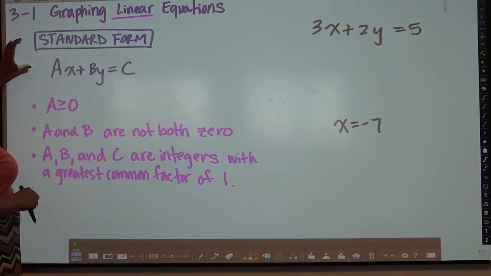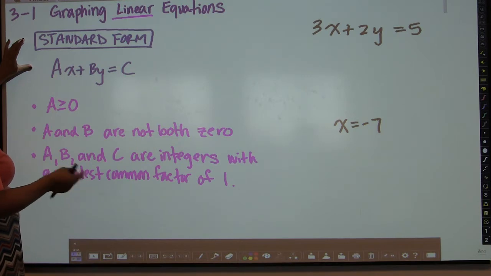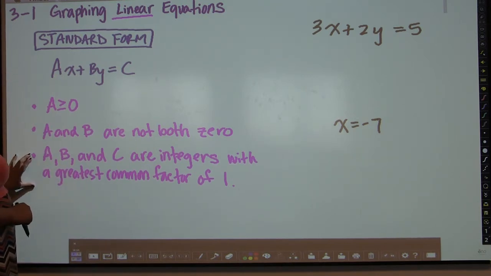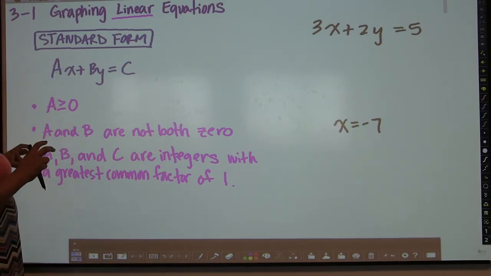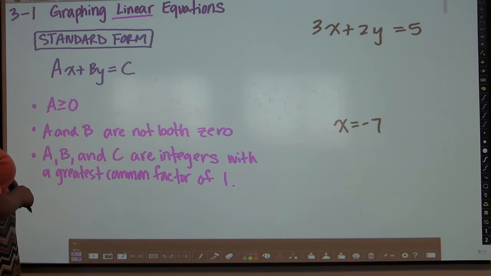But to be in standard form, not only do you have to be linear, but you have these three things that happen. The first thing that has to happen is that the a, and a is a coefficient, the number in front of x, has to be bigger than or equal to 0. And then the second one is that a and b cannot both be 0.